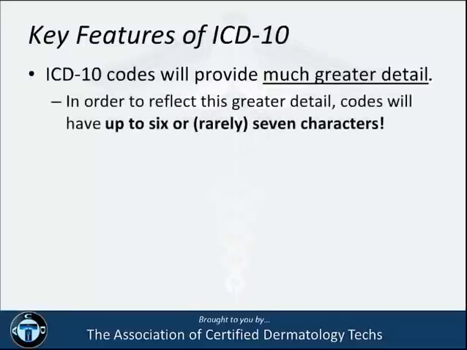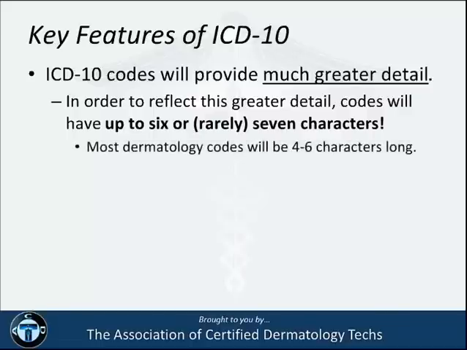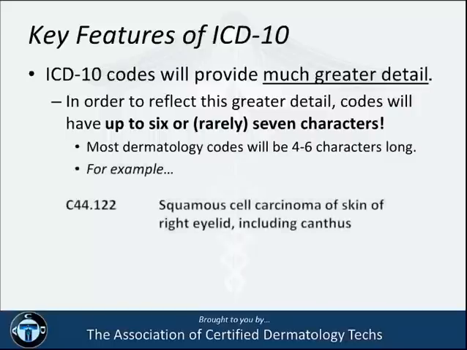In order to reflect this greater degree of detail, there's no getting around the fact that many codes will be longer. In fact, depending on the diagnosis, we're talking up to 6 or rarely even 7 characters. Fortunately though, in dermatology, the vast majority of codes are going to be in the 4 to 6 character range, with the longest typically being the neoplasm codes. For example, consider the ICD-10 code for squamous cell carcinoma of the right eyelid, which is C44.122. At 6 characters long, it's longer than anything we're used to seeing in ICD-9.